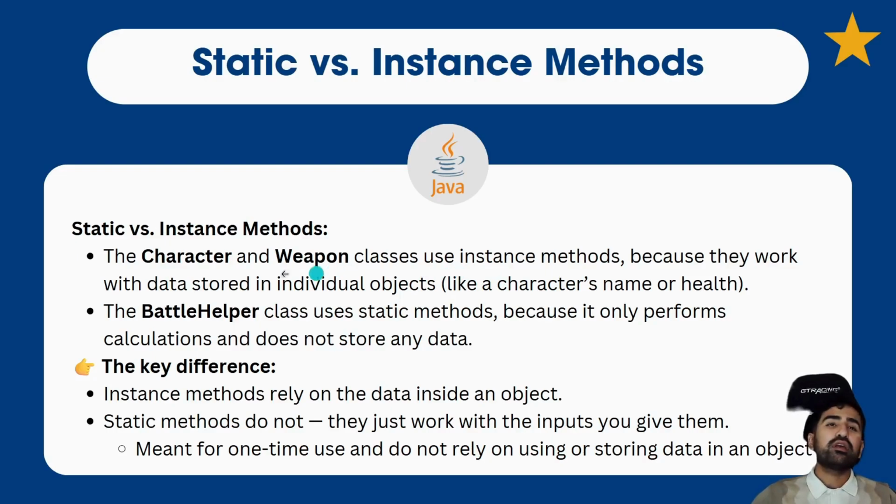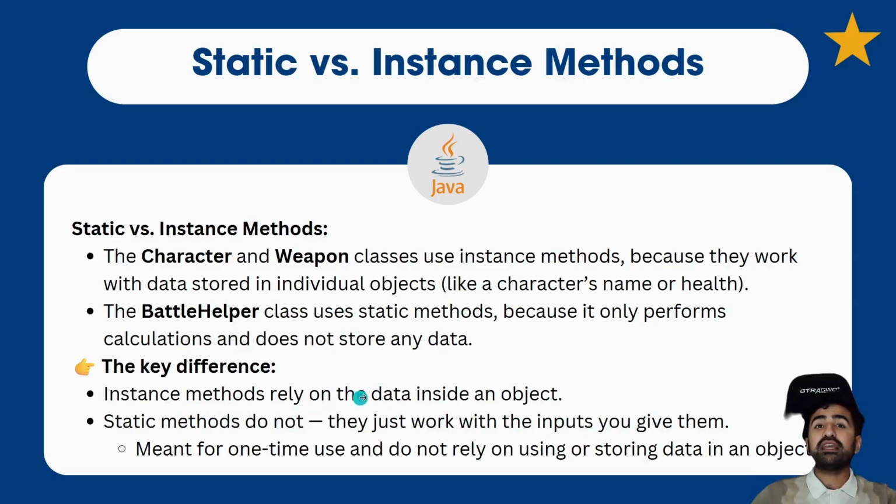Their health. Battle Helper, on the other hand, is going to use static methods because it only performs calculations and doesn't actually store any data. It doesn't need to remember anything to be a calculator. If your calculator didn't have a memory feature, you'd probably be fine. It is convenient, but you don't really need it on those simple calculators. So the key difference between instance and static.